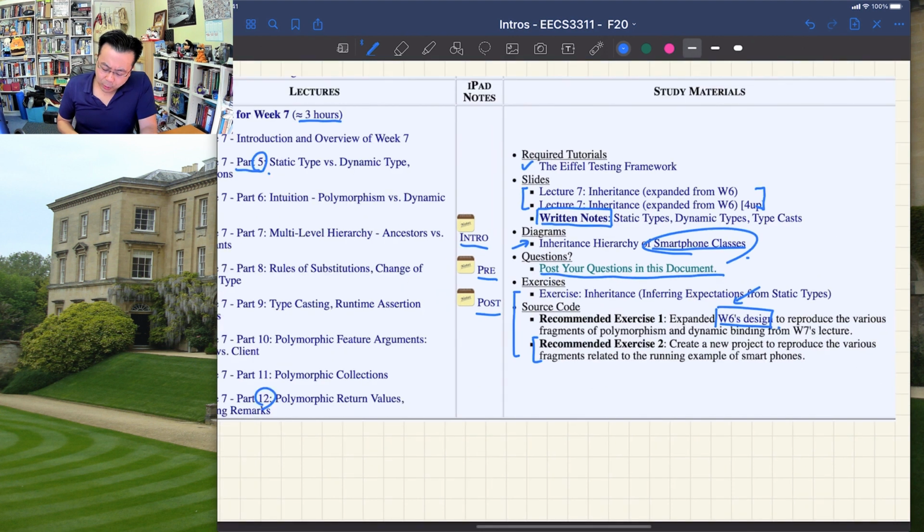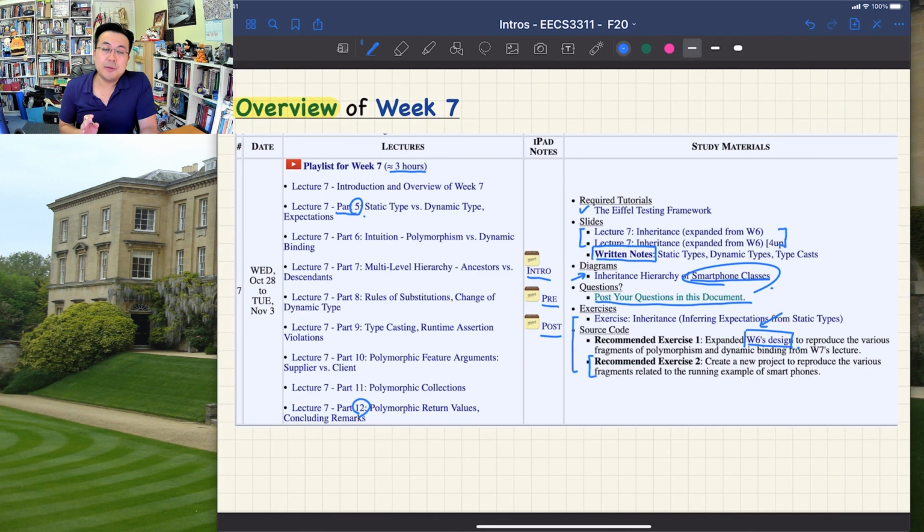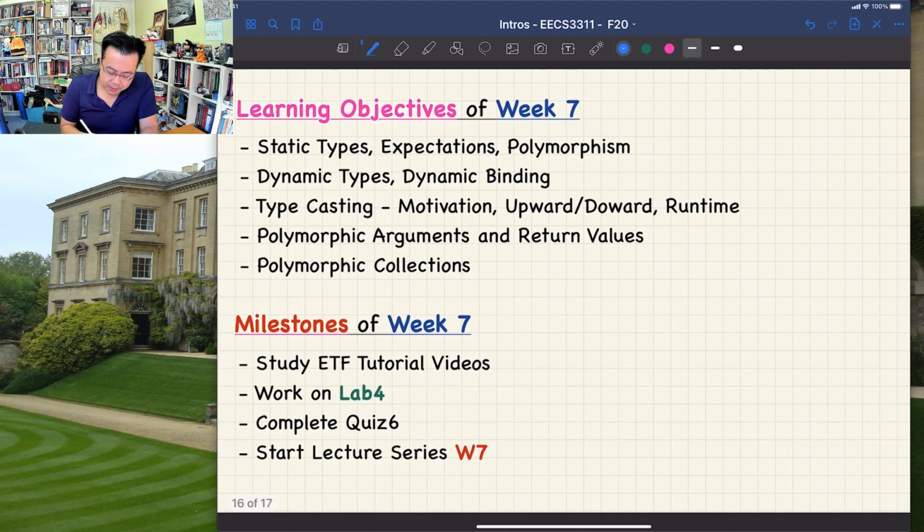So that's the overview of the study materials you're given for week number 7. Let's now talk about some learning objectives and also milestones quickly. As for the learning objectives, you're going to learn about, well, not really learn about, because you may have learned this already in the previous course, but to review, static types versus dynamic types. Whenever we talk about static types, it's really about setting expectations on context objects. That's a very important emphasis in this lecture. And also polymorphism versus dynamic binding.